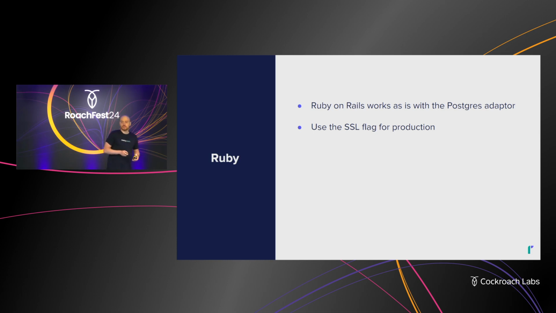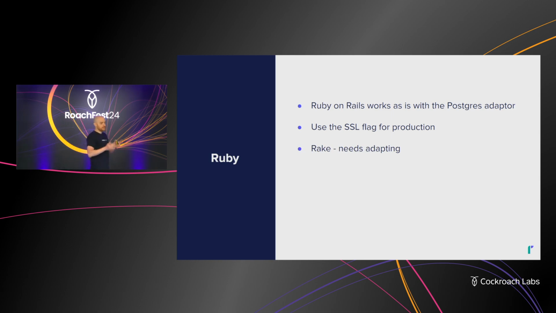You might want to turn on the SSL flag. As you remember, we really need security, so CockroachDB is encrypted. Postgres was also encrypted, but for some reason it didn't need the SSL flag, but Cockroach really demands it.